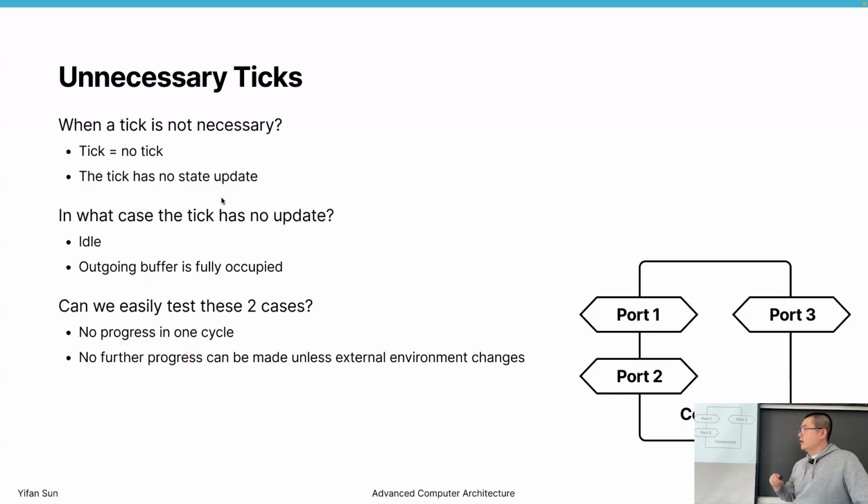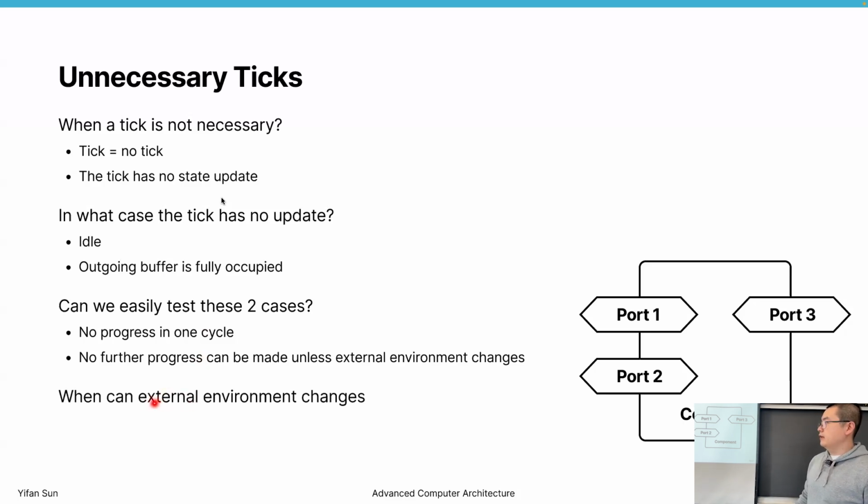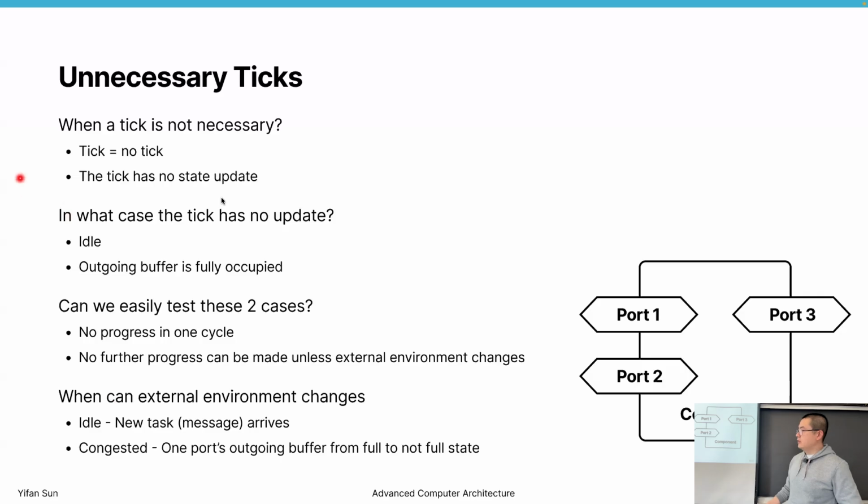Then when the external environment changes, we will let it tick again. So sometimes I may call this: if there's no progress in one cycle, we put it to sleep. Then when the external environment changes, we wake it up. Okay, so when can external changes happen? Since we have two reasons for no update, for getting stuck, we can have one condition for each case. So basically, when it's idle, we consider if there's a new task or a new message arrives.